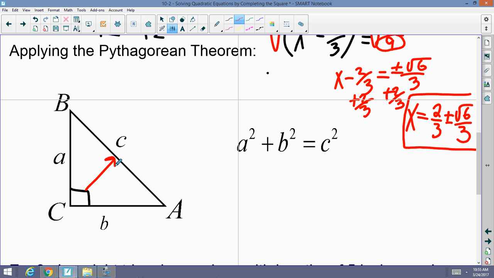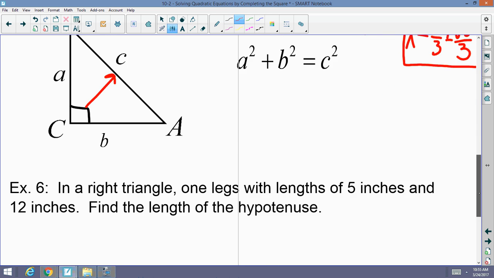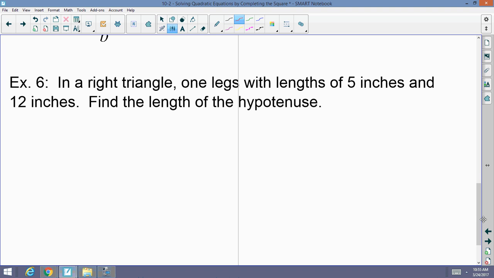Now, how can we use this to solve quadratics? Let's say that in a right triangle, you have one leg with lengths of 5 inches and 12 inches. Find the length of the hypotenuse. Well, let's see what we can do here. You have a leg of 5, you have a leg of 12. And this is my hypotenuse.